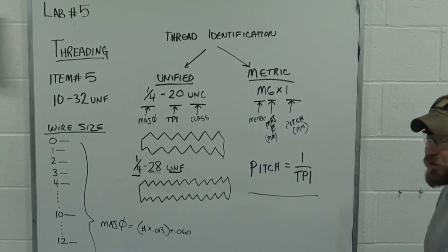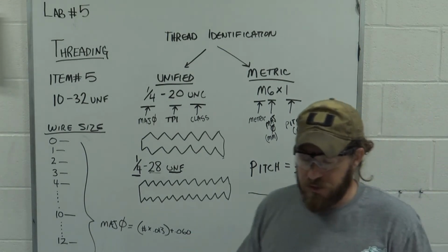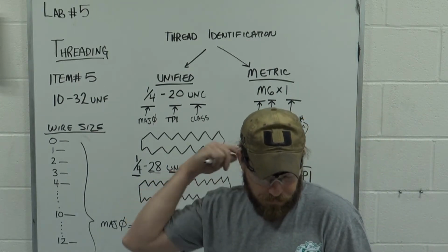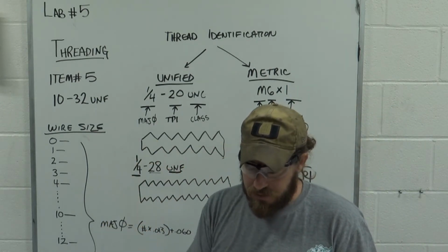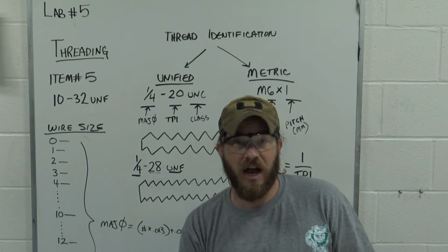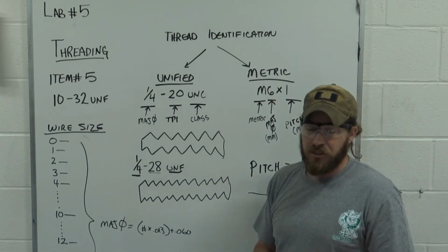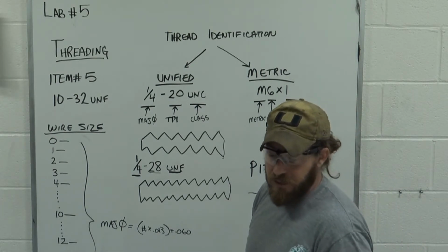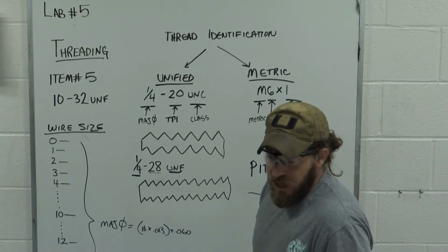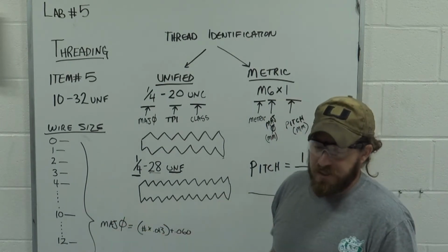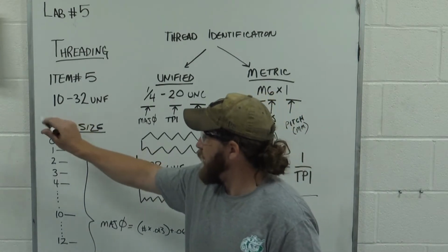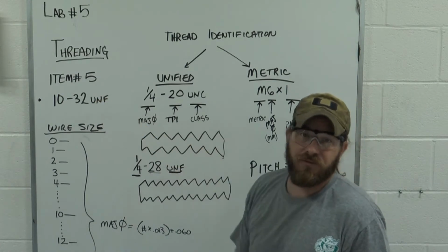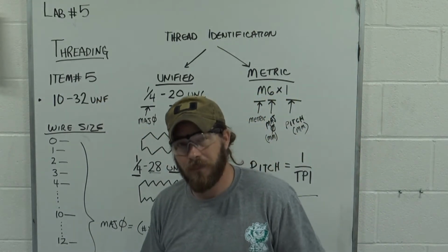So, the example that we're going to use today, now that we've identified how to identify threads, let's look at item number 5. It's part number 5. It should be just a pin and it will have threads on it. So grab that out and take a look at it. It's got threads on it and it has a call out like this right here. It's a 10-32 UNF.